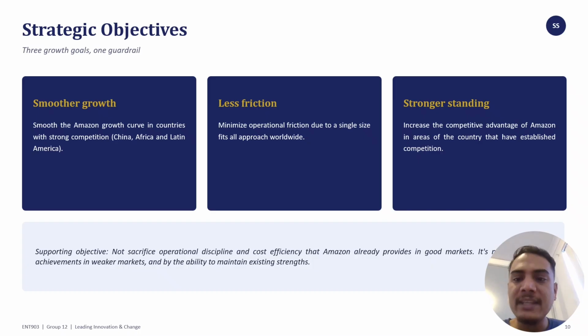This framework has three core objectives. First, smoother growth in markets like China, Africa, and Latin America, where local rivals are strongest. Second, less operational friction from a one-size-fits-all global approach. And third, stronger competitive standing where local competition is entrenched. There is also a supporting objective that applies across all three: achieving this without compromising the cost efficiency and operational discipline Amazon's centralized system already delivers in its stronger markets. We want success on both fronts, improvement where Amazon is weak and preservation of what already works.